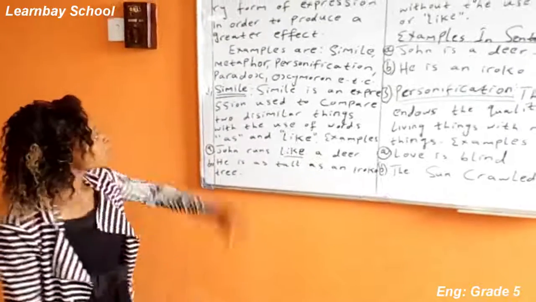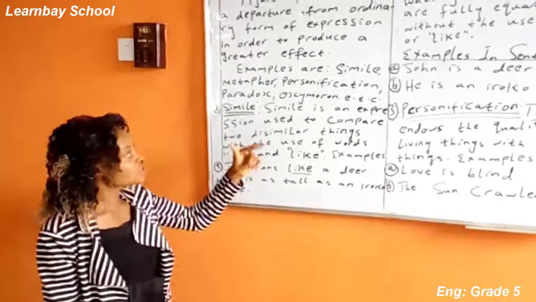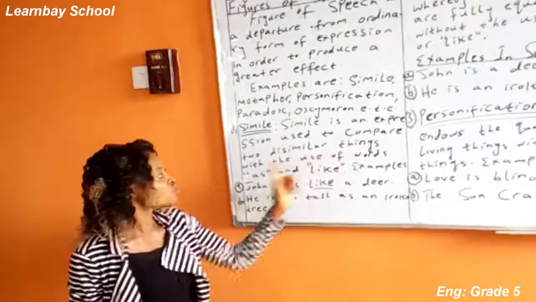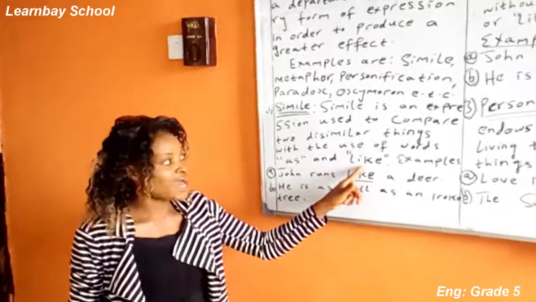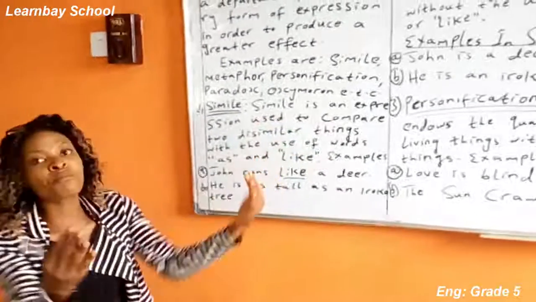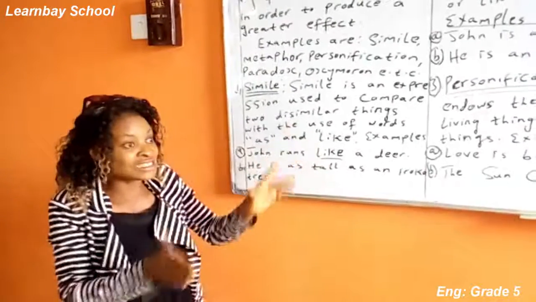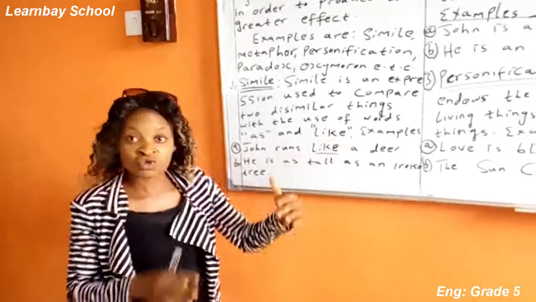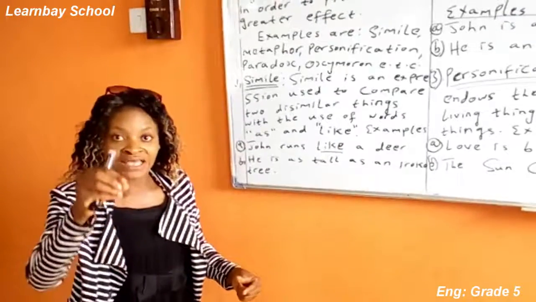Listen attentively. Now, simile, what is simile? It is an expression used to compare two dissimilar things with the use of words such as "as" and "like". It is an expression used to compare two things that are not similar. That's the meaning of the word dissimilar. So you can't make a simile without using the words "as" and "like".